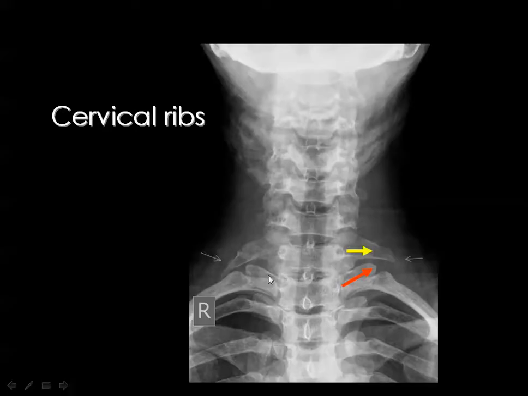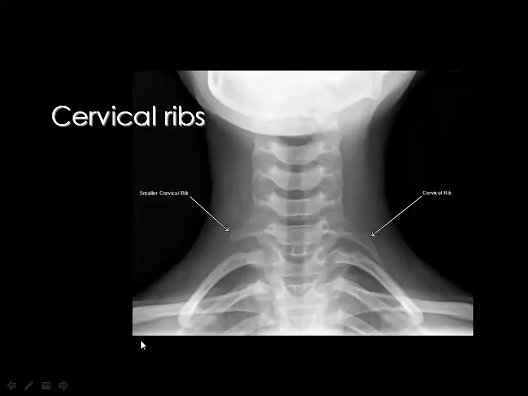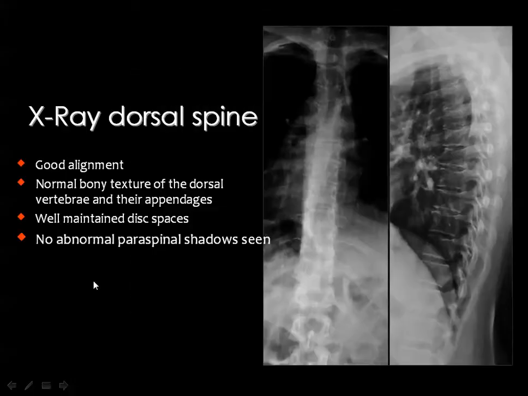And in this case, you can see that there is a small rib here attached to the transverse process of C7, and there is also a small bony cervical rib here attached to the left one. This is also a good example of cervical ribs, and you can see the rib on the left side is somewhat longer than that on the right side.